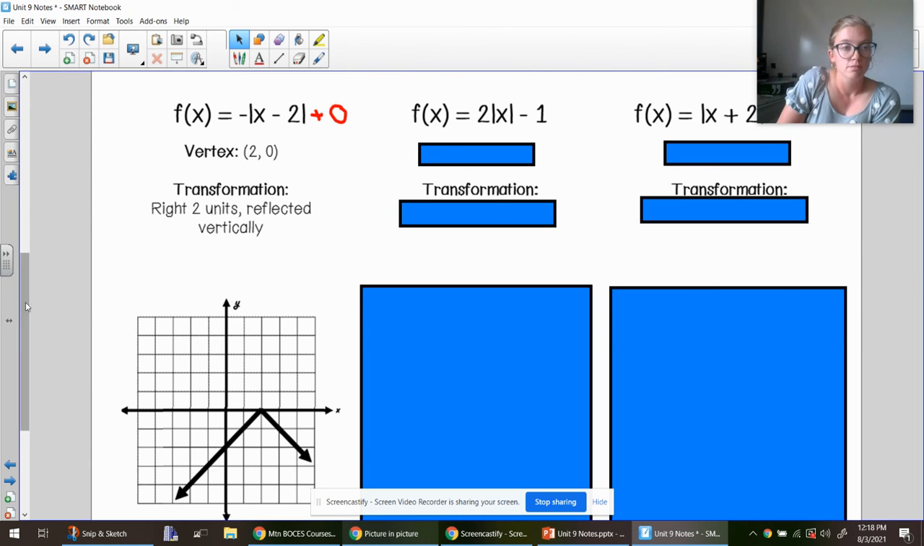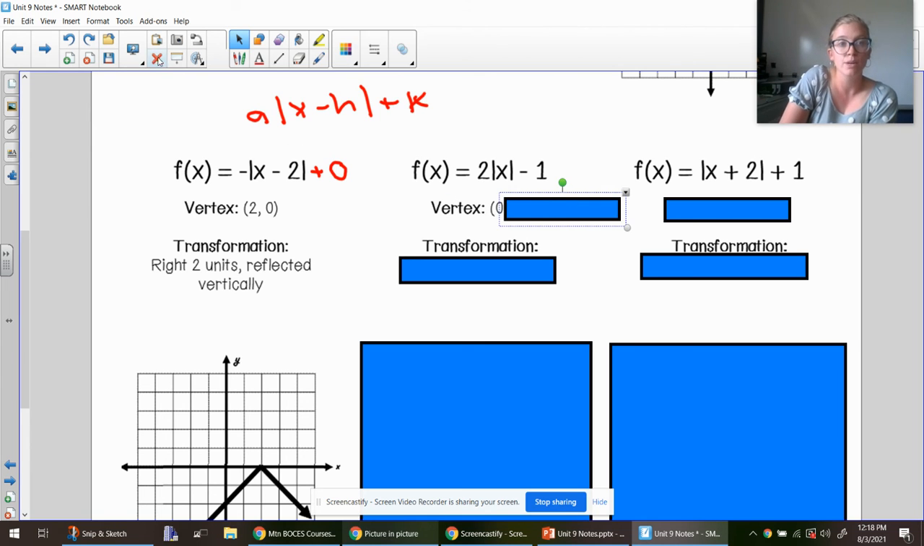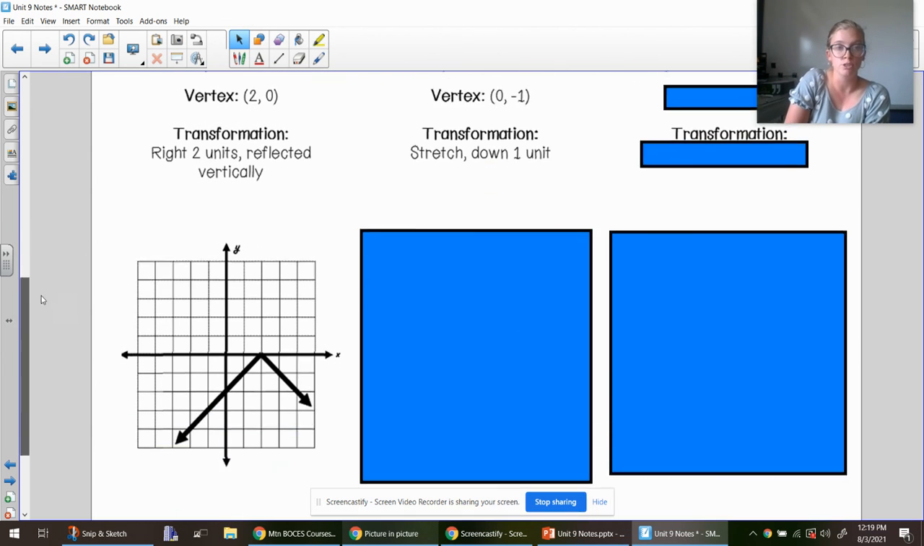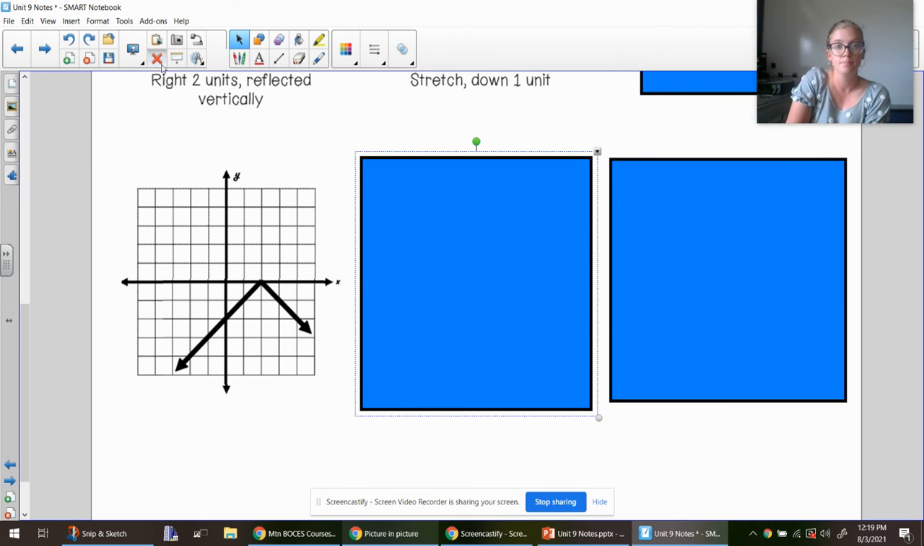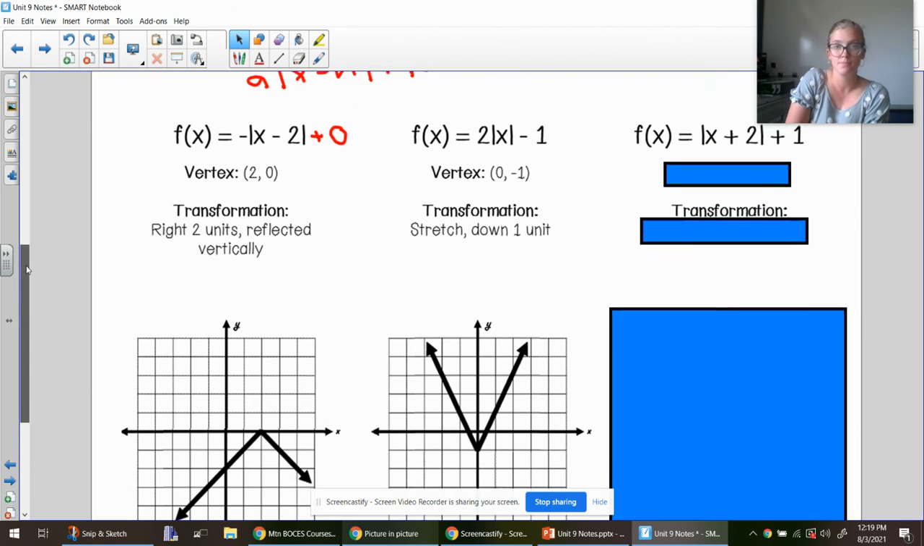In our next function, let's find the vertex. Well, nothing's being added or subtracted to x, so that coordinate's 0. My y-coordinate is negative 1. I don't have to change the sign there because it's a plus k. So here, our transformation is going to be a vertical stretch, and it is going to shift down 1 unit. Let's see what that looks like. It is a narrower graph, and we have shifted down 1 unit from the parent function.